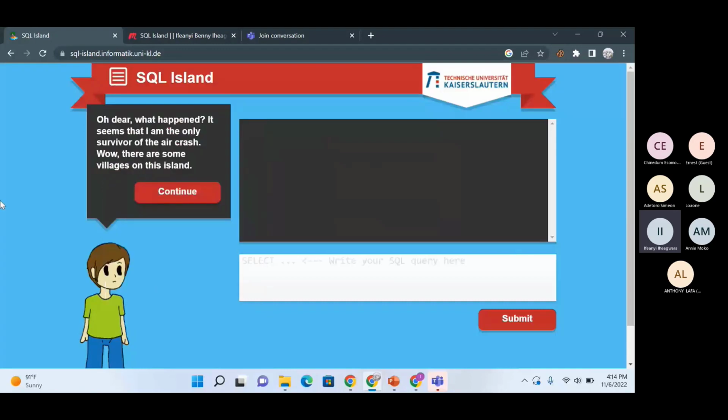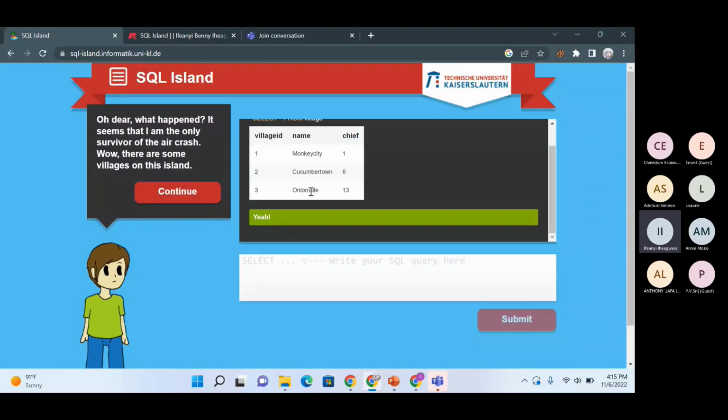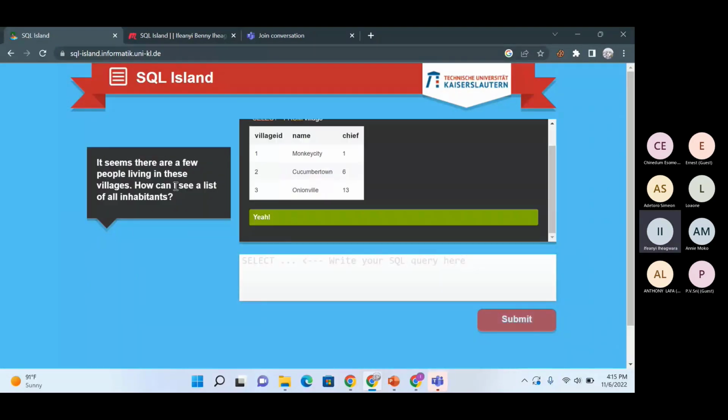The idea of the game is that you're the survivor of an air crash, and you are stuck on an island in a village, trying to get out of the island. So you need to use SQL to get out of this island. We're going to be writing some SQL here, and we're following the instructions given to us. Just like I mentioned, there's an air crash, and there are some villages. The game just helps you learn about SQL.